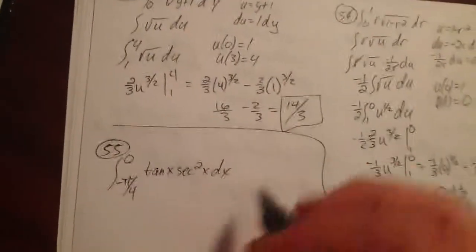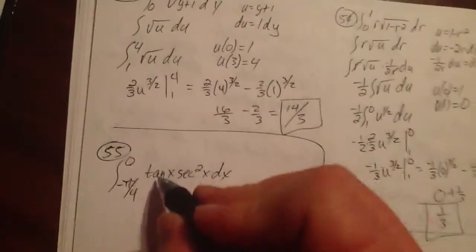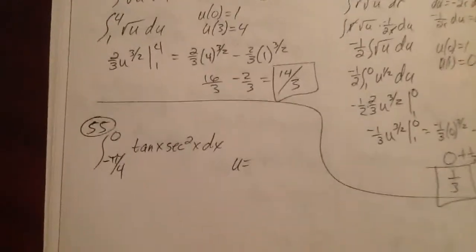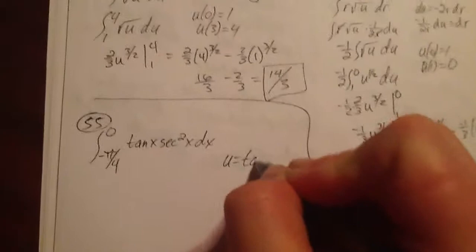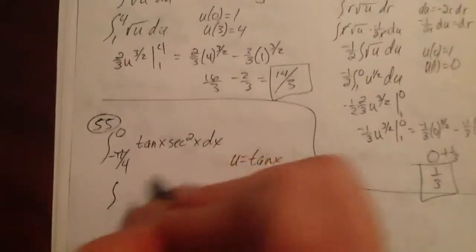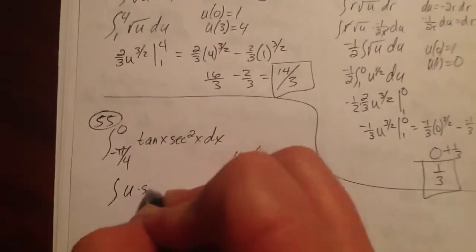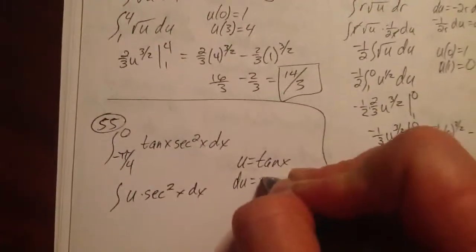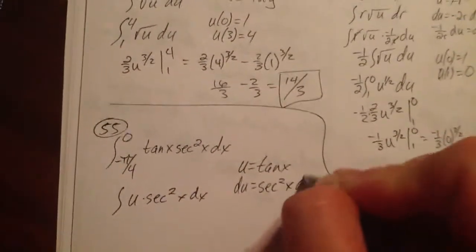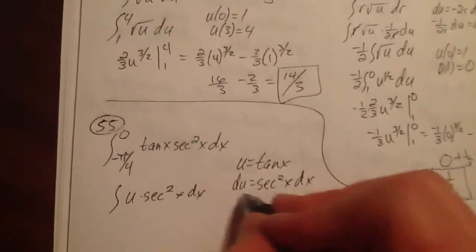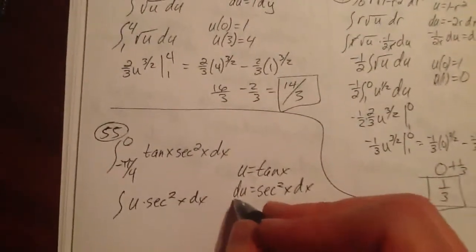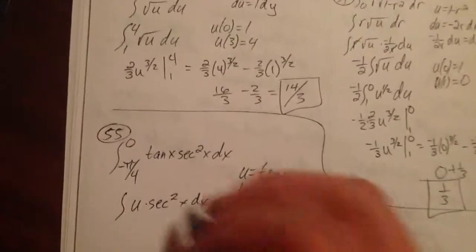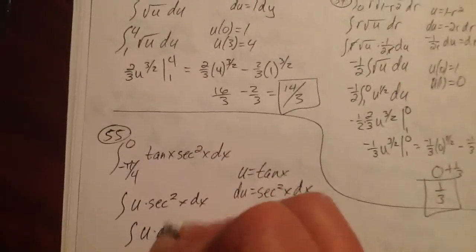Here we go, this one. Probably tangent of x, that way du is secant squared and they'll go away. I'm guessing, so that'll be u times secant squared of x dx. That way du is secant squared of x dx. So 1 over secant squared times du, so those will go away, so now I have u times du.